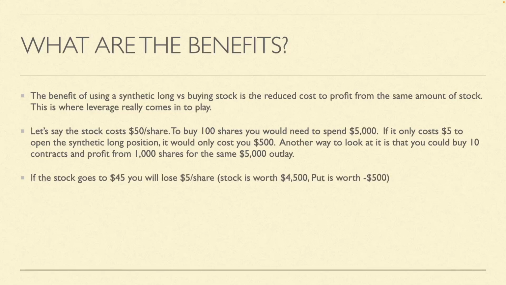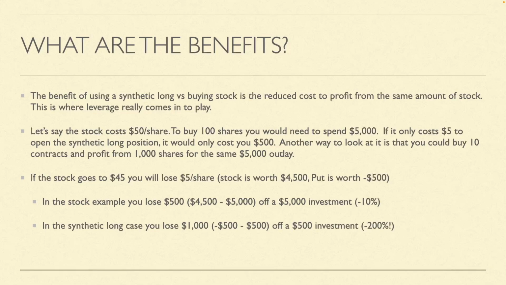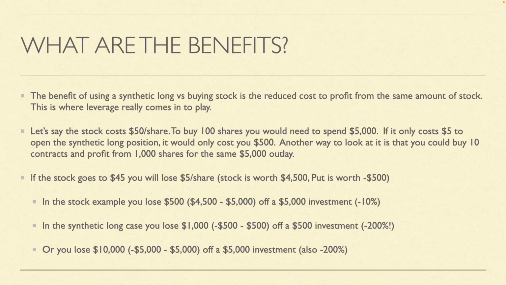If the stock goes to 45, you'll lose $5 per share. Stock's worth 4,500. Your put is worth minus $500. Here, simple calculation, you lose 10% in the stock example. In the synthetic long case, you lose 200% because you have to pay 500 and then you've already paid 500. So you've lost 1,000 of a $500 investment, you lost 200%. Or again, you could lose 10 times that much.